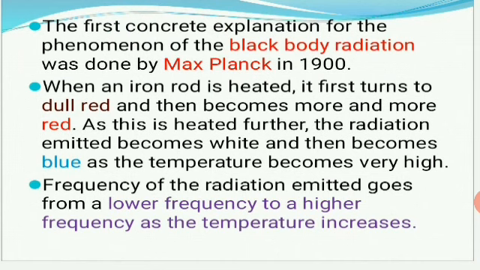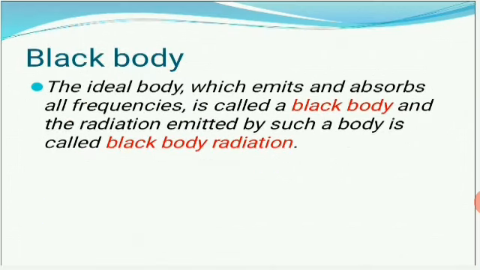So, an ideal body which emits and absorbs all frequencies is called a black body, and the radiation emitted by such a body is called black body radiation. At a given temperature, the intensity of radiation emitted from a black body increases with decrease of the wavelength. It reaches a maximum value at a given temperature and then starts decreasing with further decrease of wavelength, as shown there. So an ideal black body is also defined as a perfect absorber and a perfect emitter of radiations.